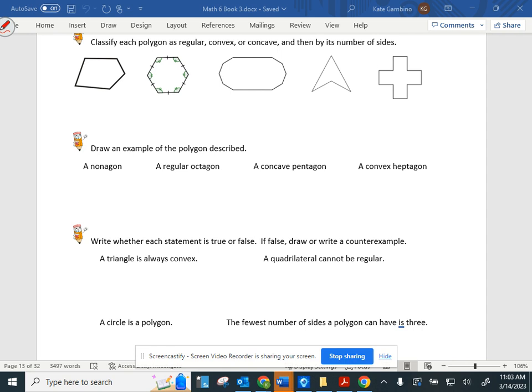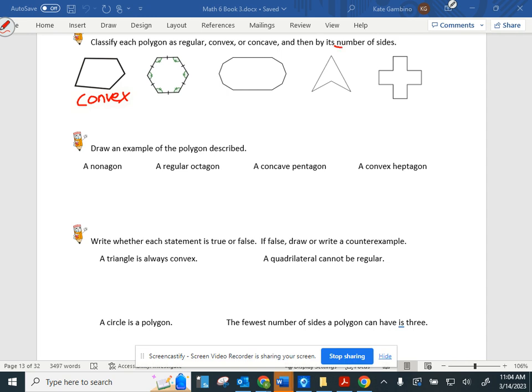So James, now you said convex. How do you know it's convex? Because the interior angles are less than 180. Yeah, the interior angles are less than 180. There's no cave-ins happening. Okay, so we know it's convex.